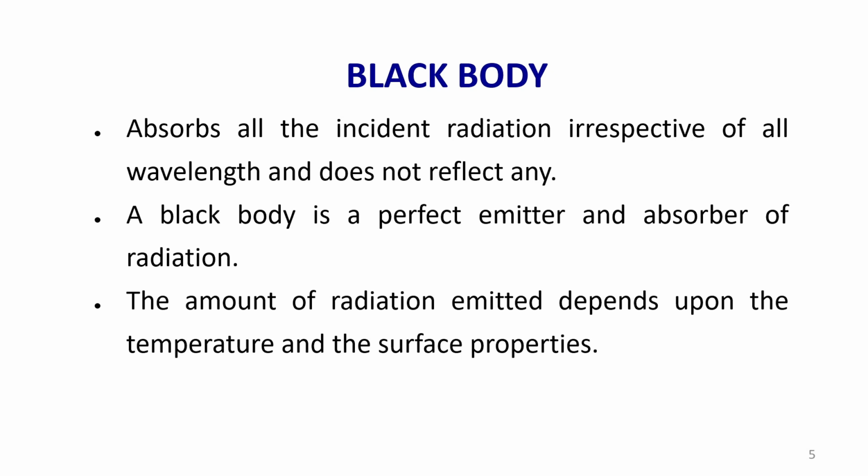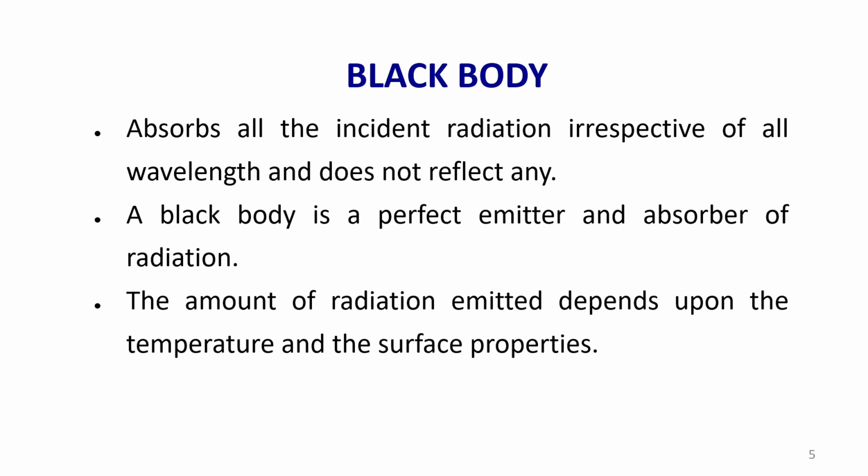Let us see how to define a black body. A black body is a substance or an object which absorbs all the radiation falling on it irrespective of the wavelength, and it does not reflect. So a black body is a perfect absorber. This is an ideal condition. It is like an imaginary body, not a real substance.